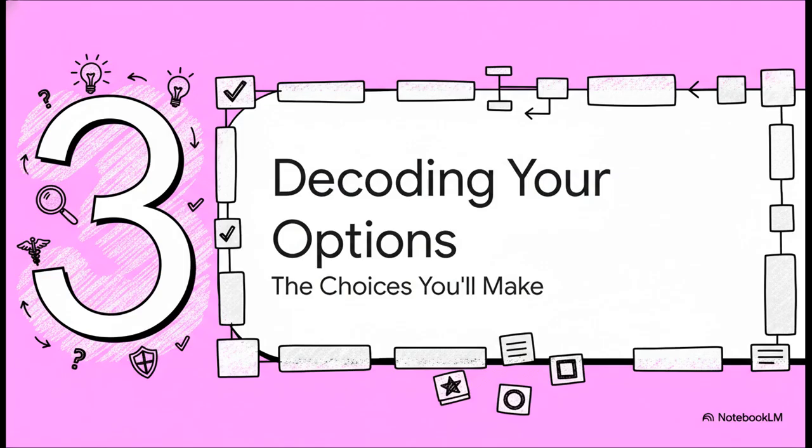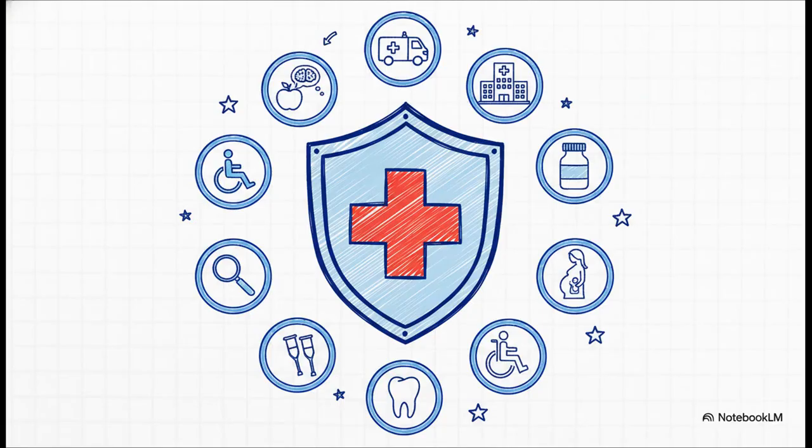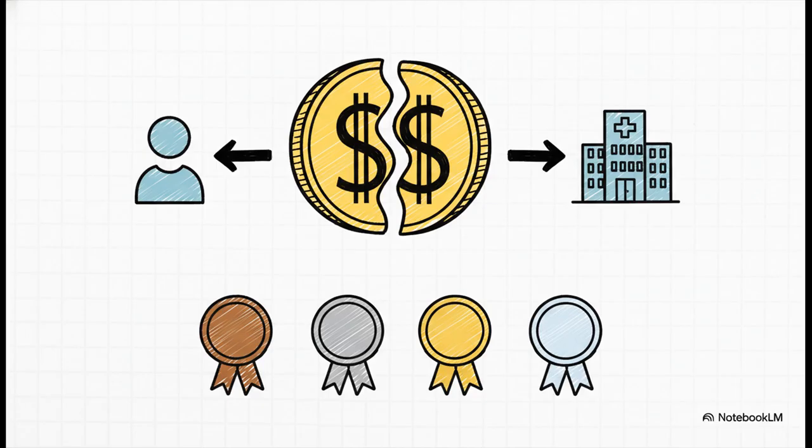And that brings us to, let's be honest, the most important part. What are the actual options you're going to see? What choices are you going to have to make? The very first thing to know is this. Every plan you see on the marketplace has to cover these 10 categories of care. It's the baseline, the foundation of every plan. So whether you're looking at coverage for emergency room visits, prescription drugs, or even maternity care, it's all built in. No exceptions.